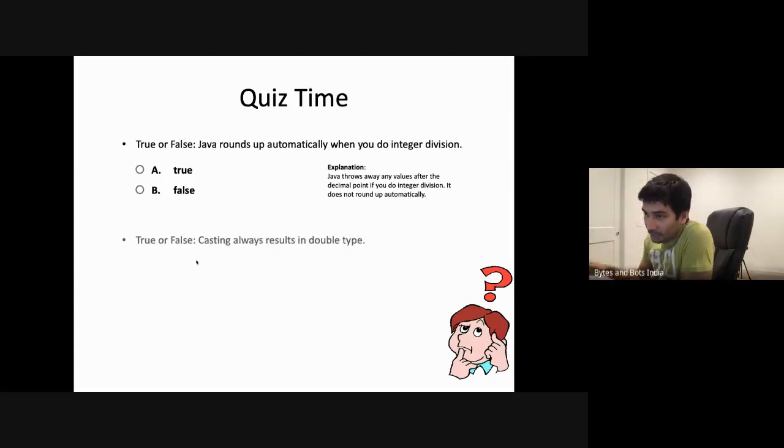So the next question is for, let me pick a lucky draw. Gavin, true or false? Casting always results in double type.